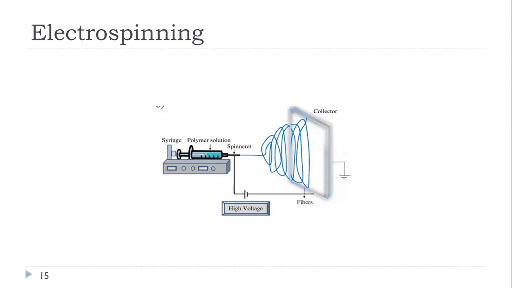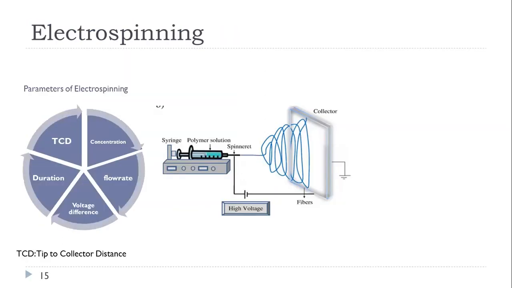Due to this potential difference between the spinneret, which is the head of the syringe, and the collector, the polymer from the syringe is going to jump to the collector, forming nanofibers in the way. So what are the parameters for electrospinning? TCD, which is tip to collector distance, and the concentration of the polymeric solution.